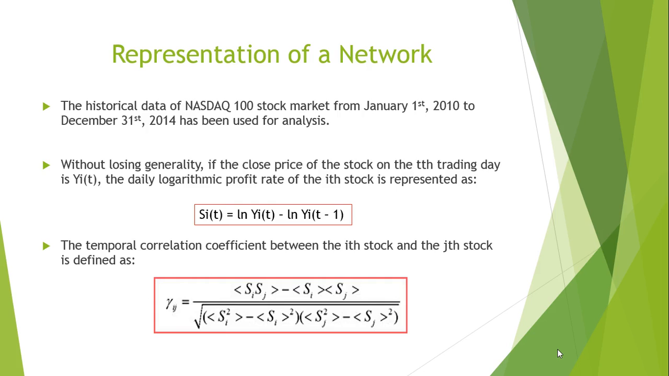About how we use the correlation to represent this network, in this project, the historical data from January 1st, 2010 to December 31st, 2014 of the Nasdaq 100 stock market is used for analysis. Without losing generality, the close price of the stocks is used and the daily logarithmic profit rate of the stocks is obtained. On calculating the correlation, the temporal correlation coefficient between the ith stock and the jth stock can be represented with the equation given in the slide, where S_i is the average profit rate of the stock during the said duration, S_iS_j is the average of the multiplications of the profit rates of the two stocks during the same period, and S_i squared is the square of the average of the stock profit rate.